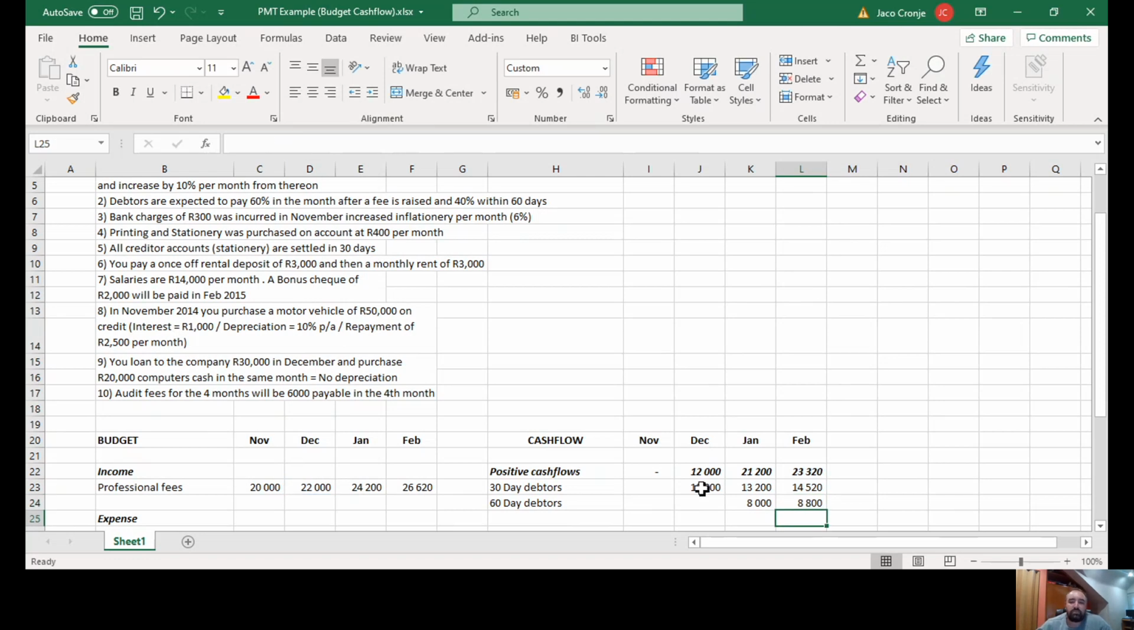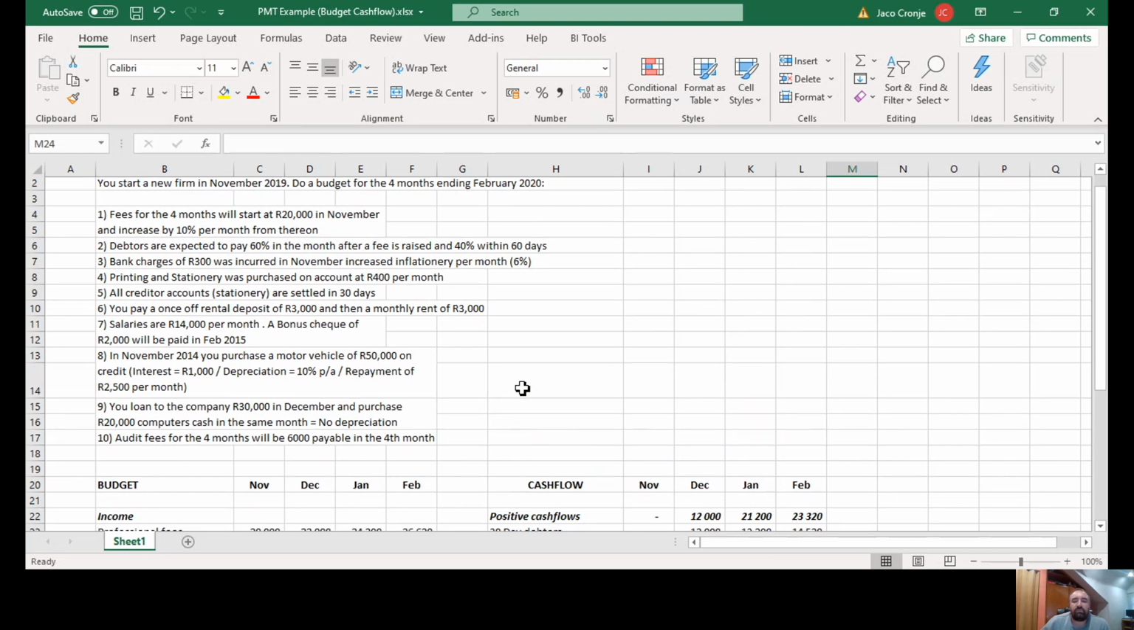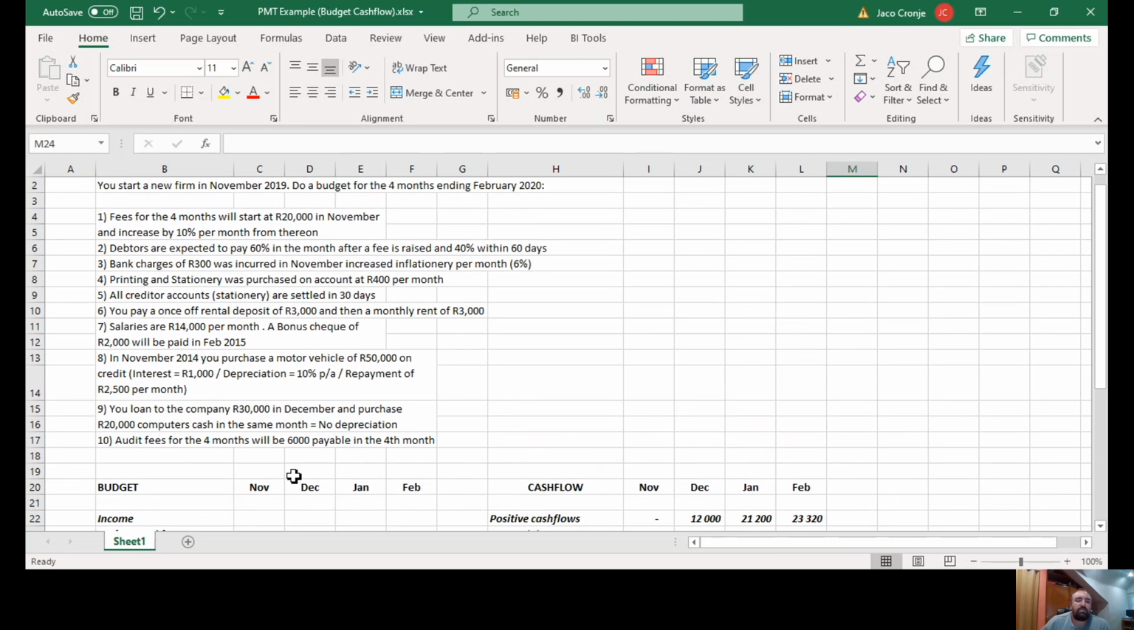So let's just see if I tally up. So if I take those two there, that tallies my fees. So November will be received in December and Jan. December will be received in Jan and Feb. And of the Jan fees, we're only covering a portion of Feb, and the other one would have been in March, but we don't care about that. Okay, so are you guys hopefully getting the feeling for when something goes into the budget and when something is supposed to go into the cash flow? So let's have a look at number 3.